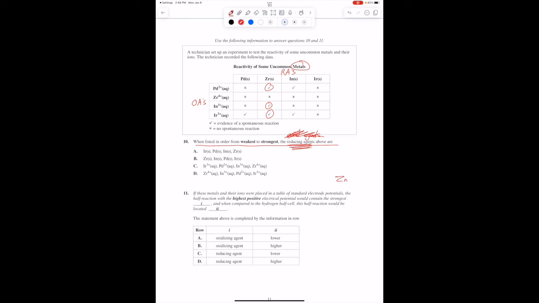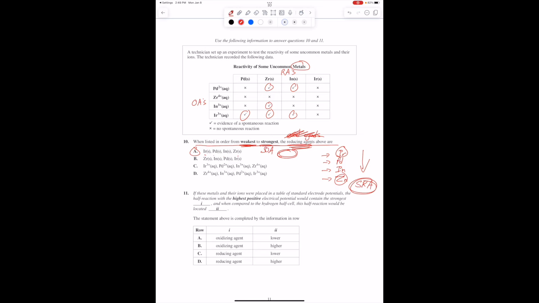Okay, so Zr is here. I'm just gonna make a little chart here. Next one is In. Remember, on a chart, reducing agents, the strongest reducing agent is down here, right? Versus oxidizing agents, the strongest one is up here. Then I got Pd, and then I got Ir. Okay, so because they want me to go weakest to strongest, they want me to go this way. So this one's the weakest, this one's the strongest. So Ir, Pd, yeah, so it's A. 10 is A. Let me go double check. Number 10, multiple choice 10, A.